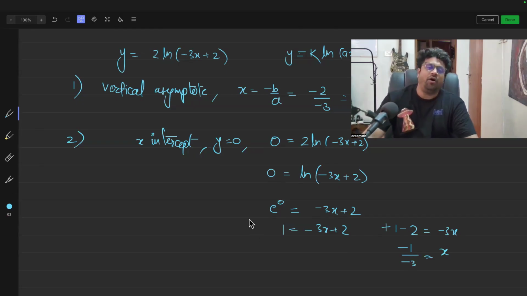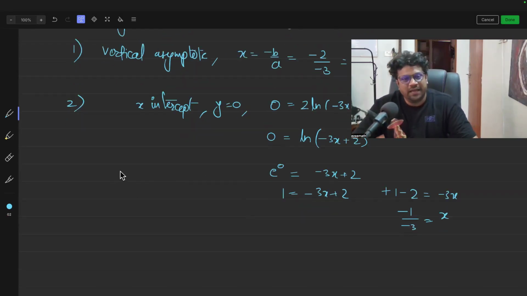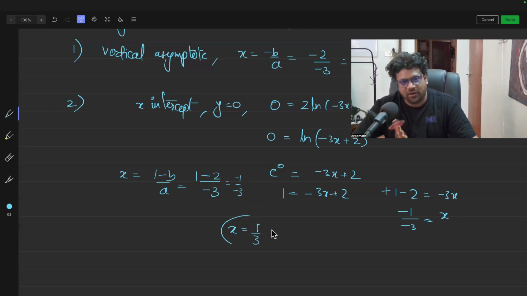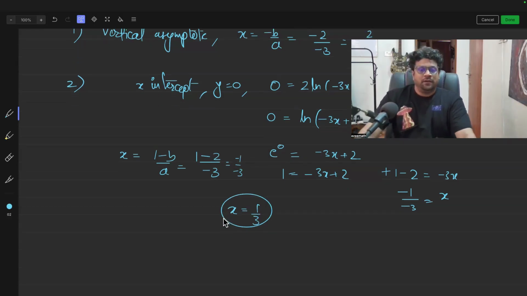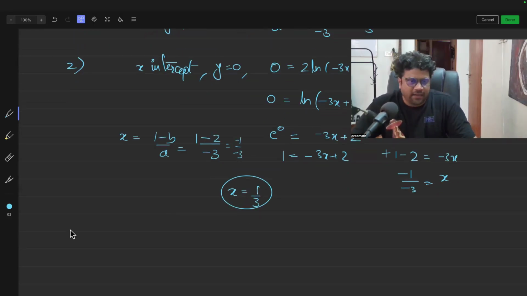There it is. Or a very simple x equals 1 minus b divided by a would have worked. 1 minus b divided by a, that is minus 1 by minus 3. Again, there is your x-intercept. Okay, that is the second thing. Let's look at the third thing, the y-intercept.